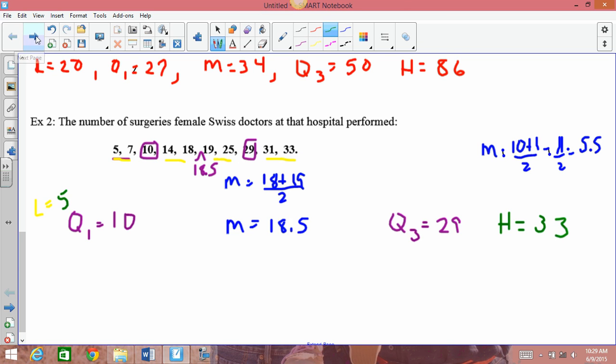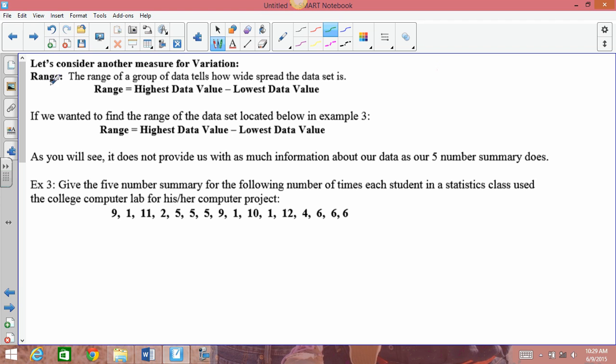I will flip it on over to the next page. This is where you pick up your formula for range, and like I mentioned at the top, range is just the highest data value minus the lowest data value. And like I said before, it doesn't tell us nearly as much as you're going to find in just a moment that your quartiles actually tell you.